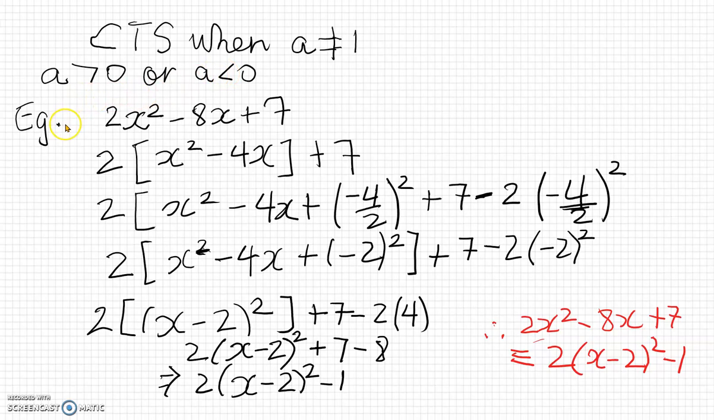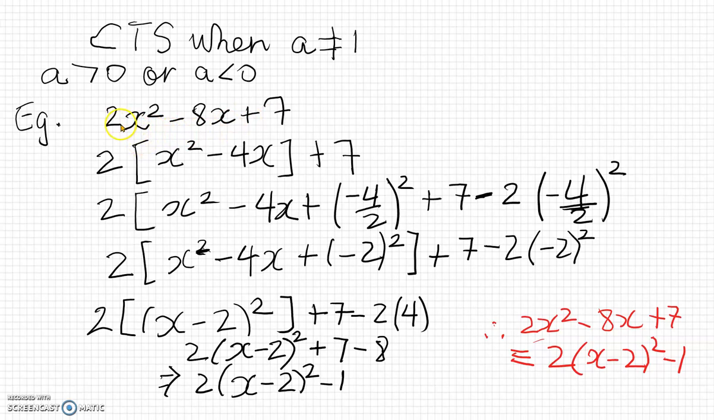Alright, so a worked example. Consider 2x squared minus 8x plus 7. We wish to complete the square of this. That is, we want to transform this into a open bracket x plus h all to the squared plus k. Alright, we want to perform that transformation.